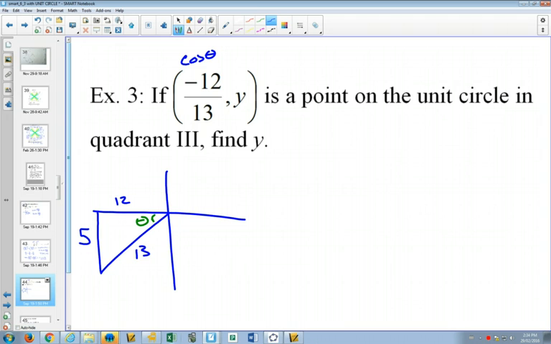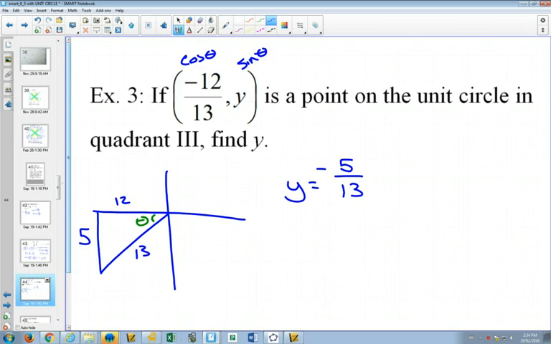What is our y-coordinate? Our y-coordinate is always sine theta on the unit circle. What would sine theta be in this case? Opposite over hypotenuse. Positive or negative in quadrant 3? Negative.